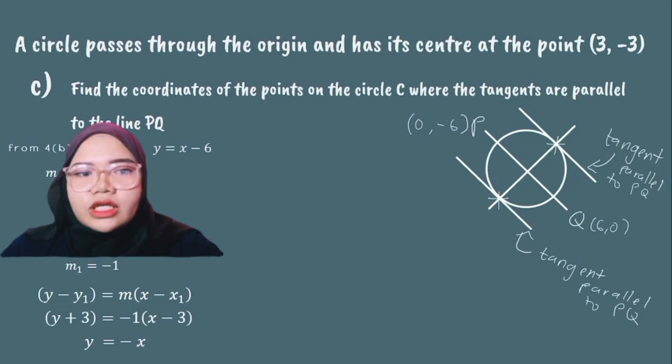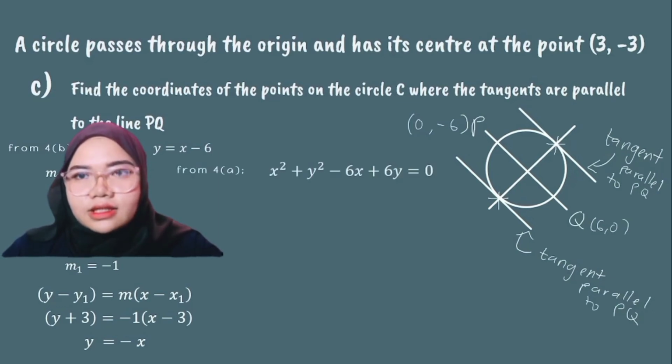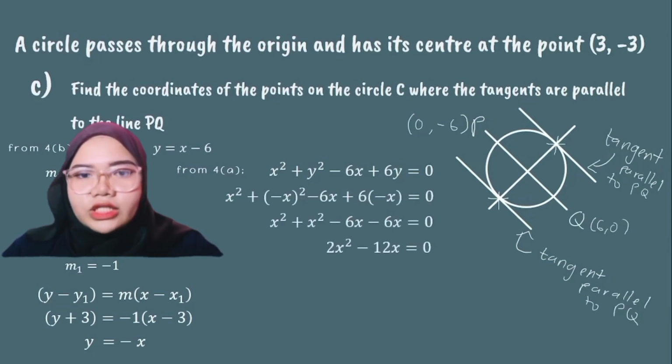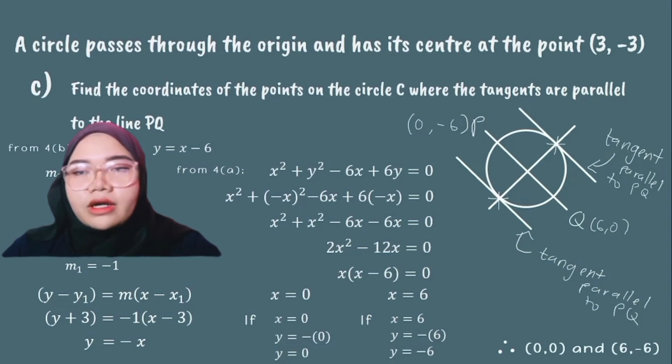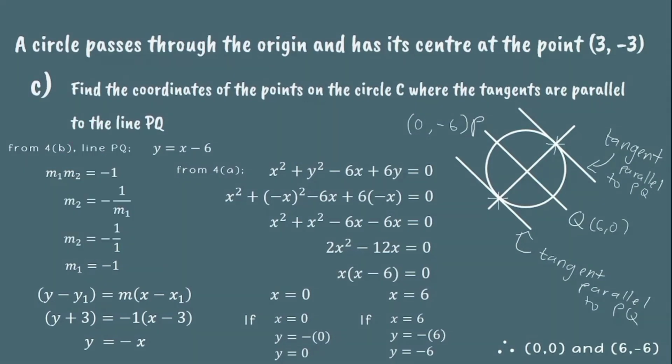We substitute the equation of the straight line into the equation of the circle. Then solve and factorize the quadratic equation to obtain the values of x and y. Therefore, the coordinates of the points on the circle C where the tangents are parallel to the line PQ are (0, 0) and (6, -6).